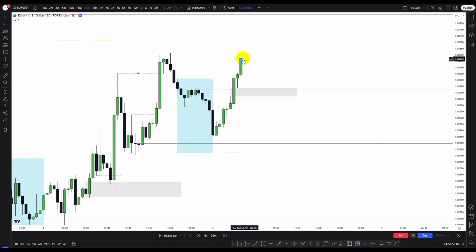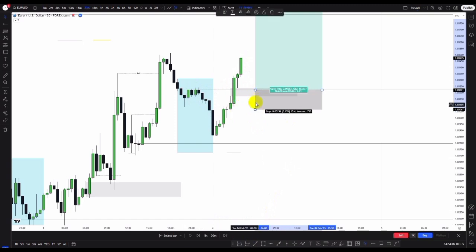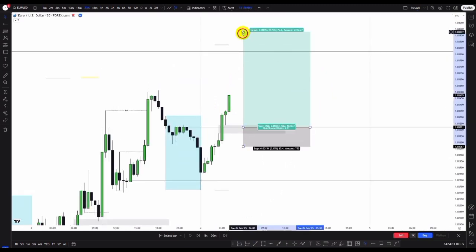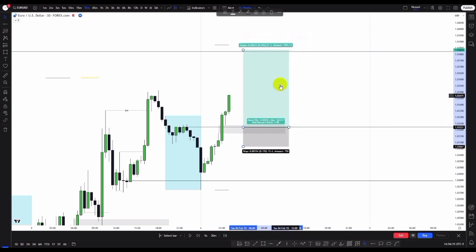So now I expected to see a pullback. Clearly, this was the long entry at this fair value gap in confluence with this bearish order block that was violated to the upside. So this was my entry. Stop loss was below here this week, and then the 4-hour order block was the reference point for the target price. So let's play price to see what happened.